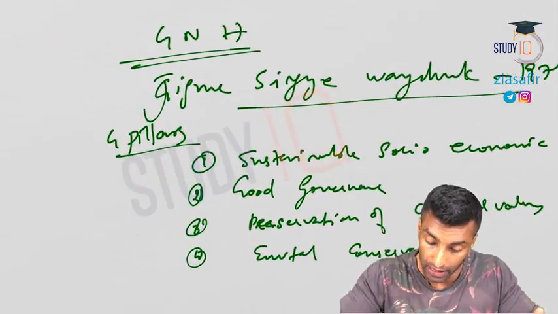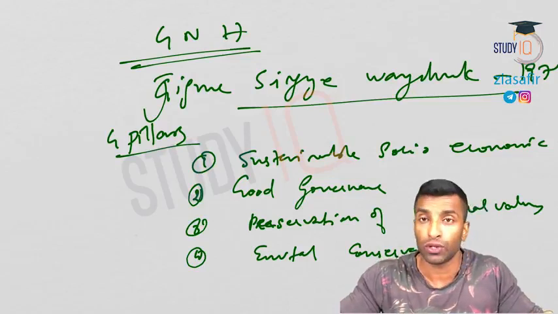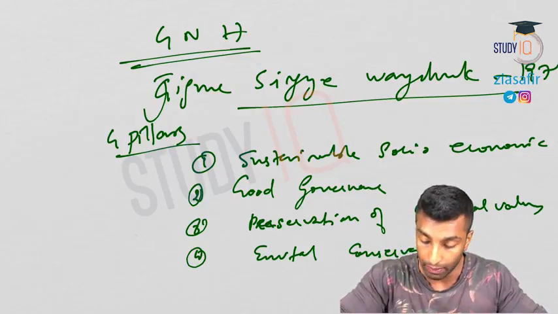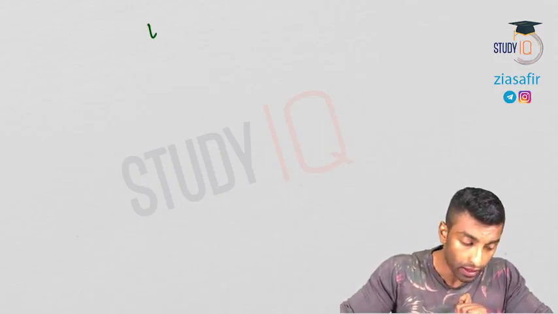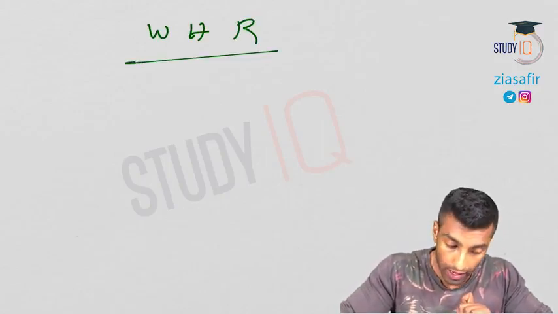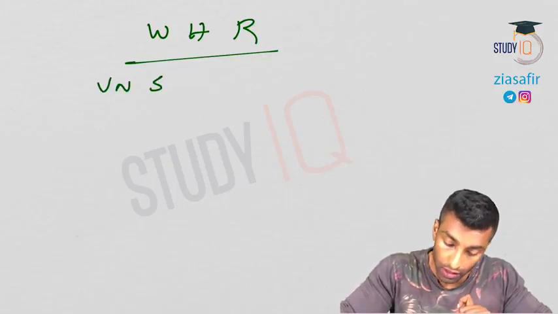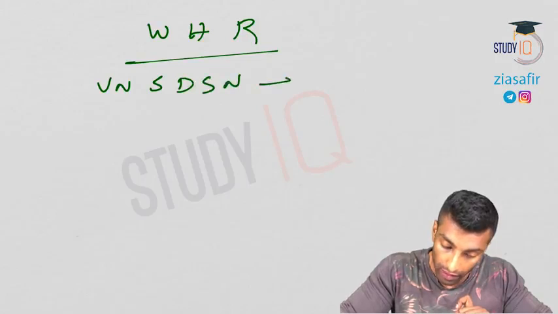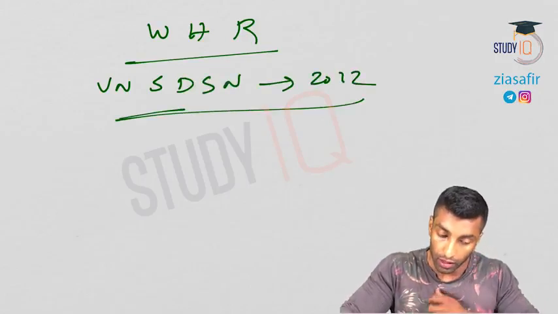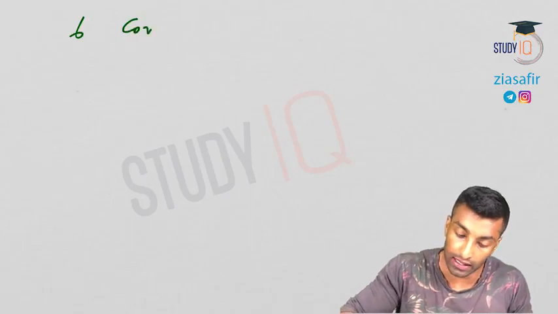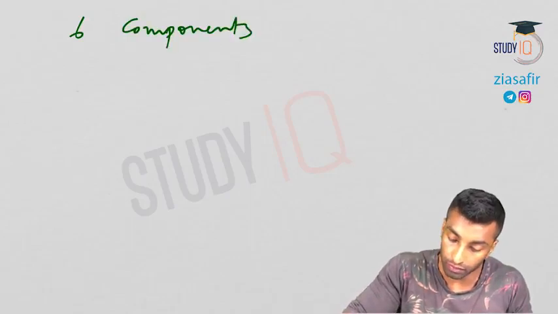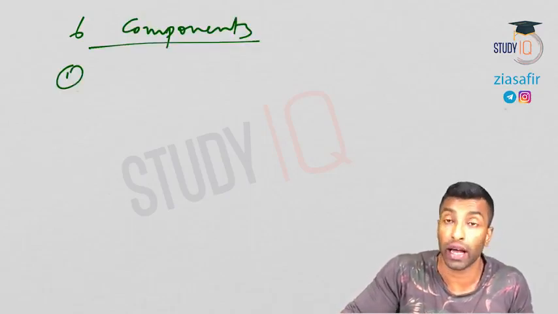GNH was actually a mains question before. Essay also asked based on gross national happiness. So in India, Madhya Pradesh actually started this happiness index. Okay, so next one is World Happiness Report, WHR. It is published by the UN Sustainable Development Solutions Network in 2012. It is based on 6 components.